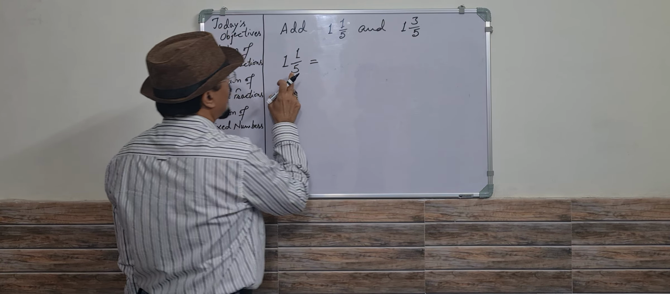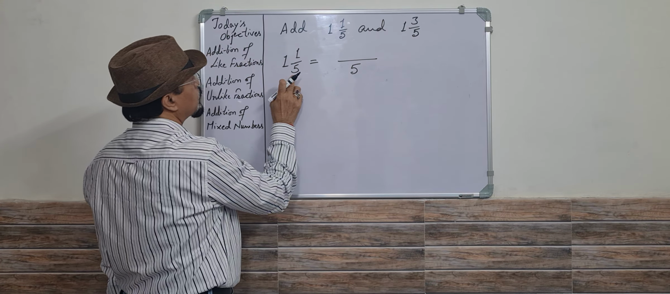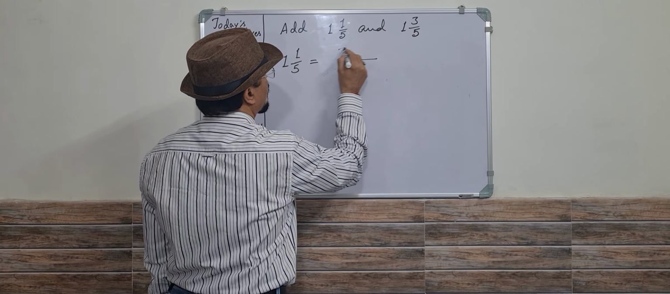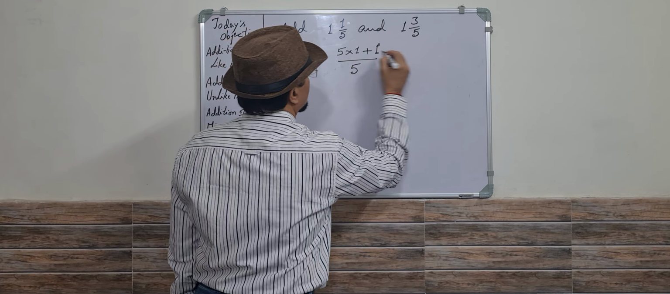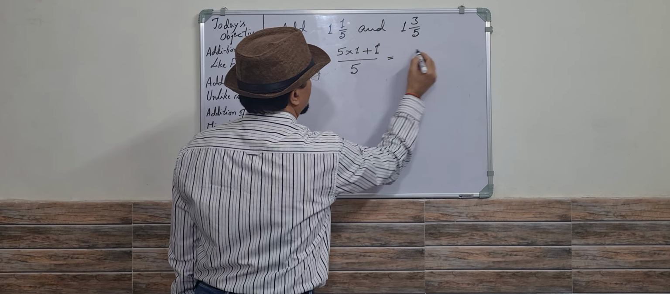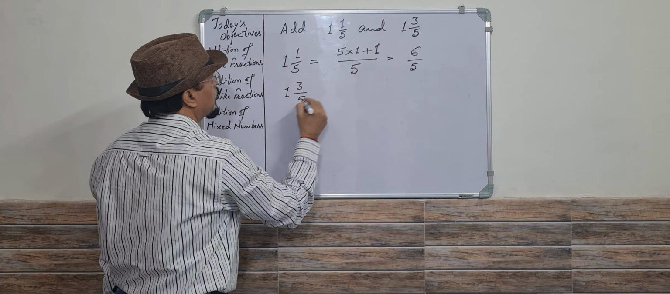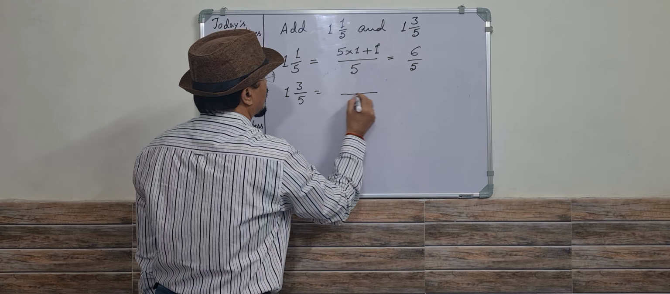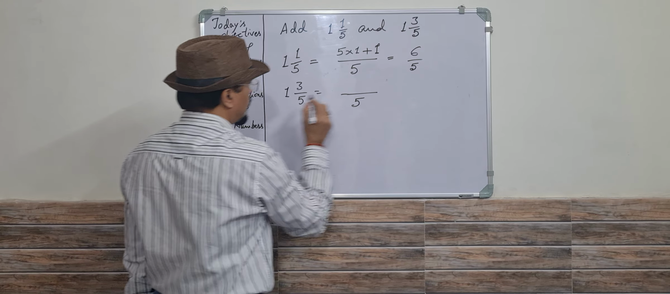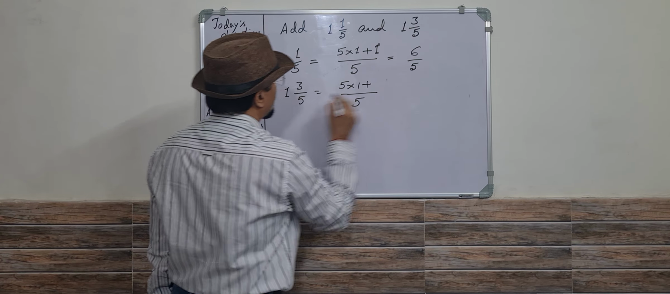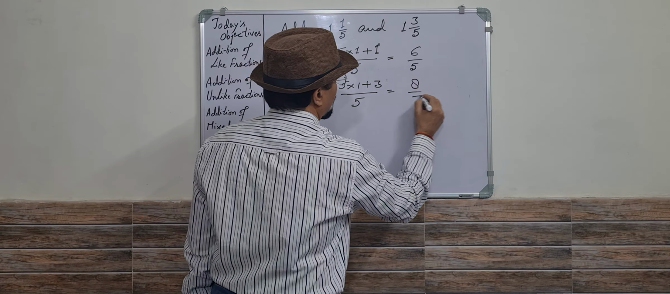if I have to convert it into an improper fraction, I'll multiply 5 into 1. So the denominator will come here like this. I'll multiply this denominator with the quotient or the whole number. So 5 into 1, and then this remainder will be added. It will become 5 plus 1, 6 upon 5. Then one whole number 3 by 5. In this case, 5 is the denominator. The denominator will be multiplied by the whole number or the quotient. So 5 into 1 plus the remainder part. So this is 5 plus 3, 8 upon 5.